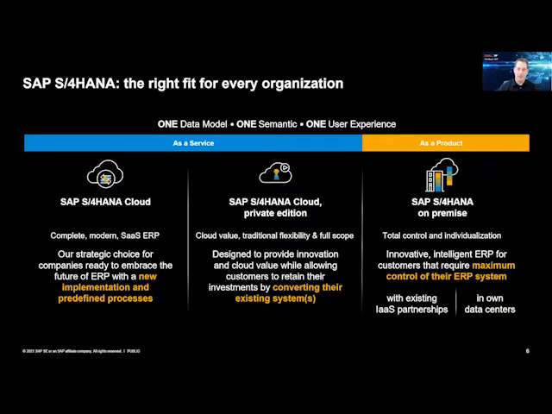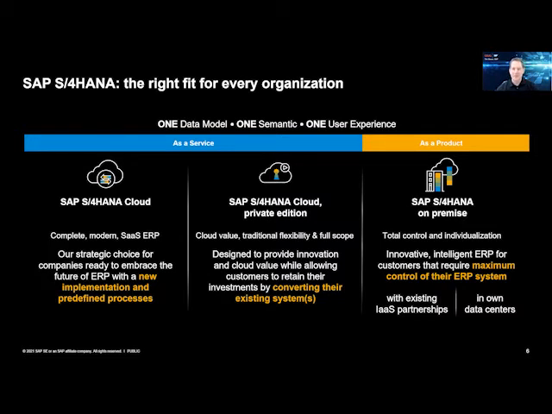The second part of S/4 within RISE is SAP S/4HANA Cloud Private Edition, which gives you cloud value, but retains the flexibility and the scope that you are used to from SAP S/4HANA, while adding the cloud flavor and the cloud flexibility and choice with it. It is designed for customers to transition to the cloud, but also at the same time retain the investments that you have made, and also to convert your existing ERP systems and ECC installations to S/4. So those are the two major things in as a service.